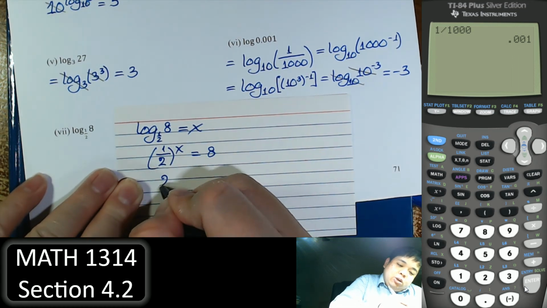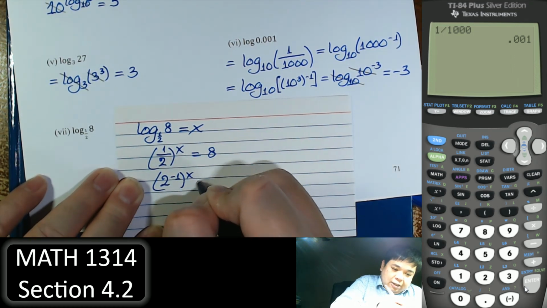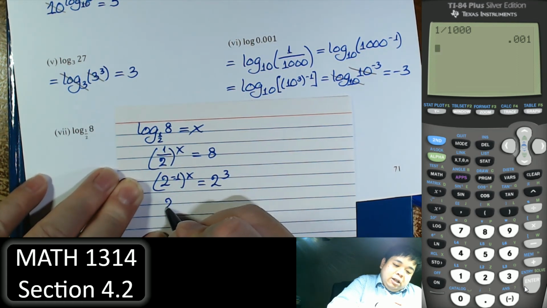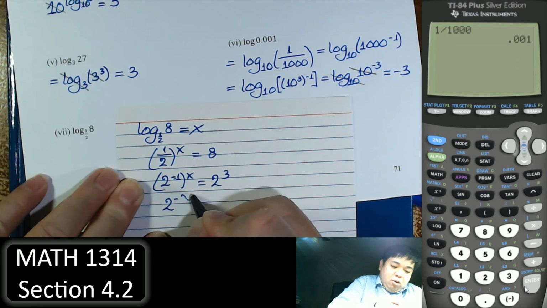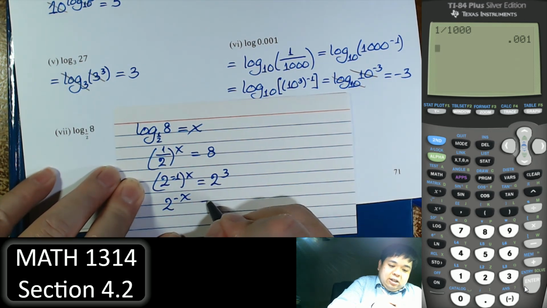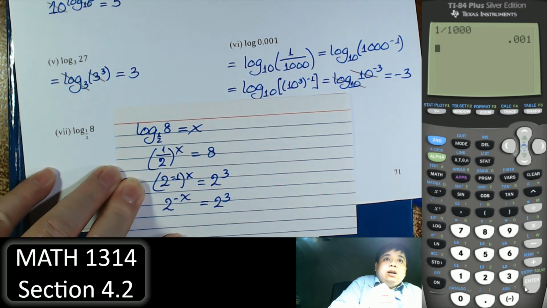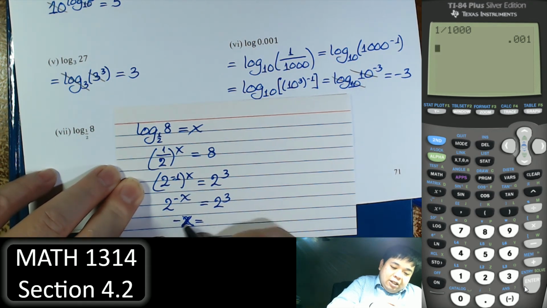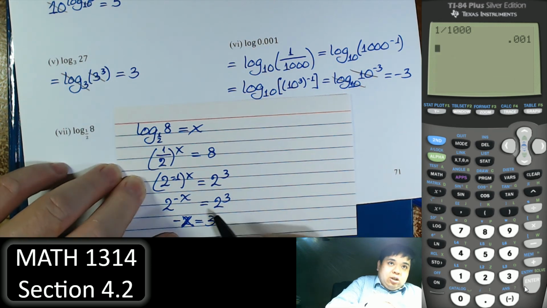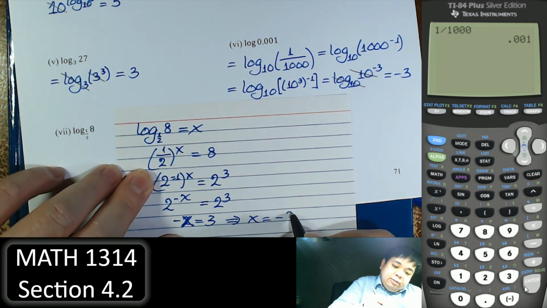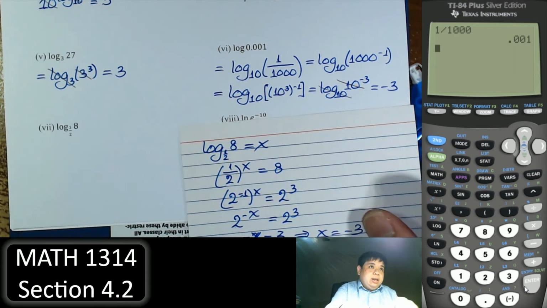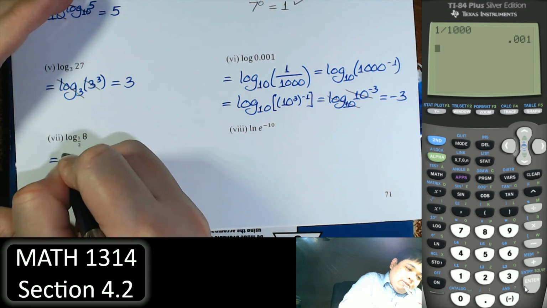Now 1/2 is 2 to negative 1, and 8 is 2 cubed. Exponent and exponent, multiply the exponents. Negative 1 times x, negative x. And finally, both of them have base 2. So negative x is equal to 3, so x is equal to negative 3. Right. So certainly we can do it that way, but here we write a little differently.